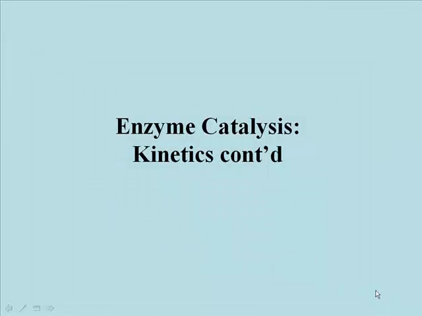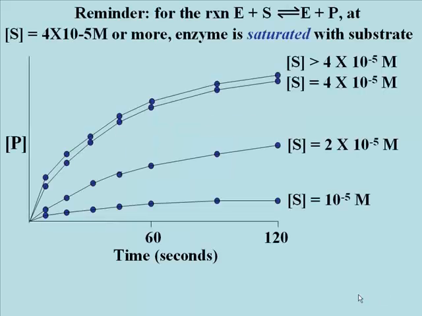In this voiceover, we continue our discussion of enzyme kinetics. We saw how to set up an experiment to measure enzyme kinetics, and then the curves shown here again that describe the reaction rates for the conversion of substrate to product in the reaction E plus S goes to E plus P. We also saw that at concentrations greater in this case than 4 times 10 to the minus 5th molar, the enzyme became saturated with substrate and the enzyme reaction could not proceed any faster.